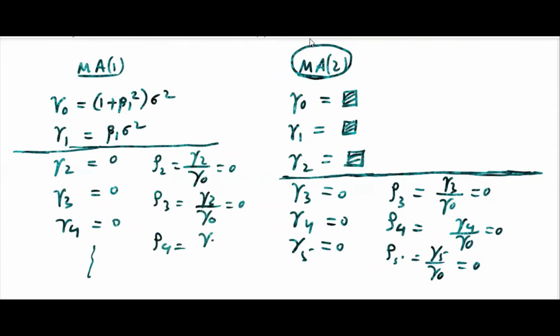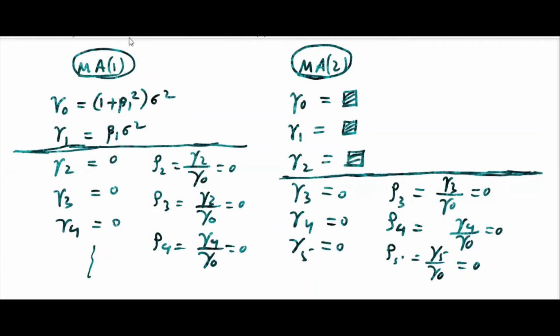Row 4 will be gamma 4 divided by gamma naught, that will be 0. So after stage 2 onwards, all the autocorrelations will be 0 if it's an MA1 process. If it's an MA2 process, all autocorrelations after stage 3, including 3, will be 0. If you take an MA5 process, you will have only 5 autocorrelations.